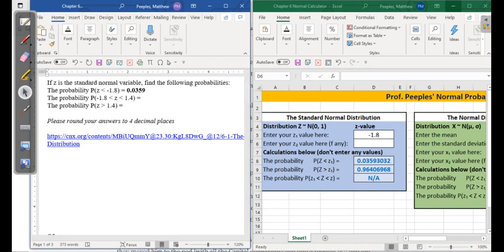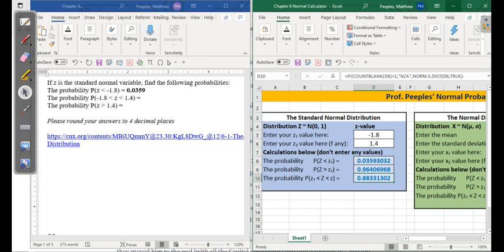Alright, it says that we want to find the probability that z is between negative 1.8 and positive 1.4, the next part of the question. So in order to do that, we're going to enter a second z value right here, and it is positive 1.4 in this case. Our answer is in the last window this time. The probability that z is between z1 and z2 is shown right here. What we're going to do is pick up this number, and it looks like it's going to be 0.8833.